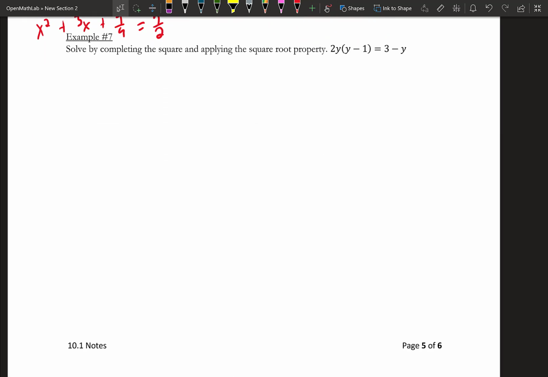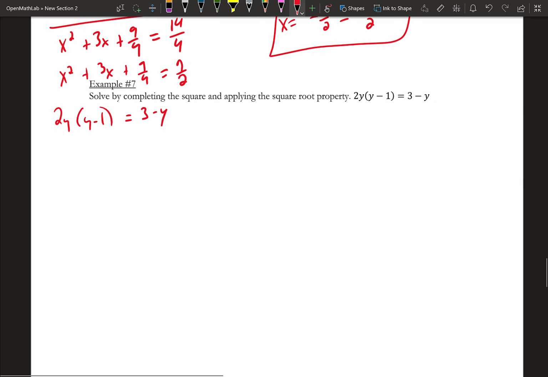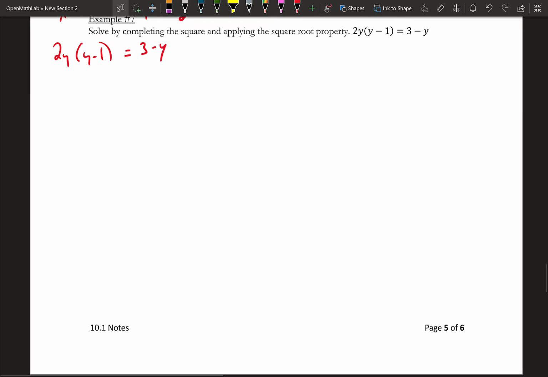All right, so the next one's a little more work. We have 2y times y minus 1 equals 3 minus y, right? So I want to get it to look like that trinomial form, like ax squared plus bx plus c. So the first thing you're going to want to do is distribute the 2y through. So that gives me 2y squared minus 2y equals 3 minus y.